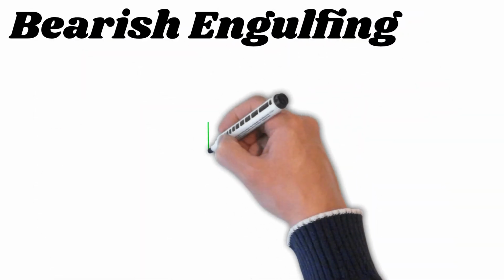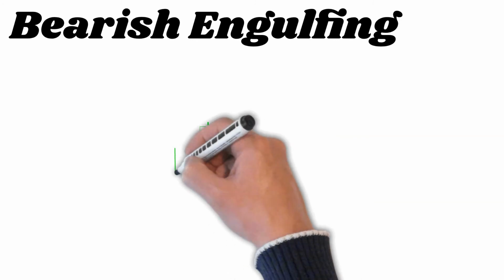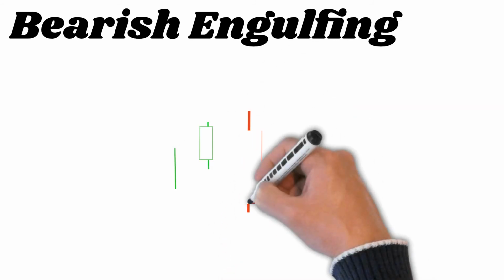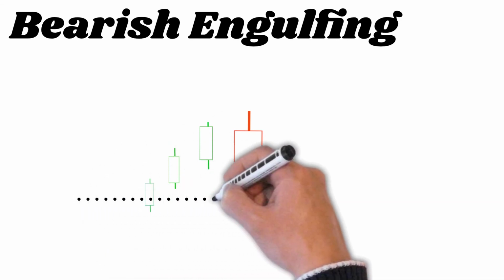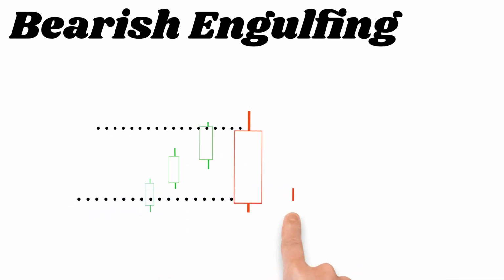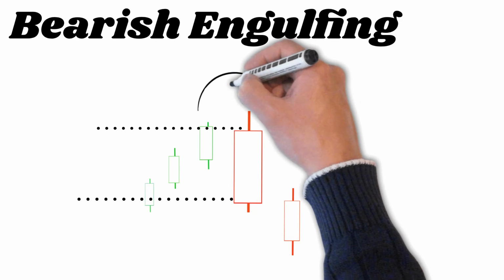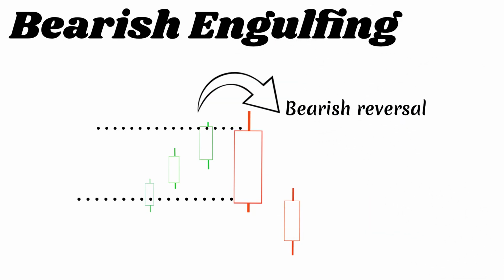Bearish engulfing. This pattern is the opposite of bullish engulfing. It is when a green candle is completely engulfed by the following red candle. This is a sell signal, because it usually means the sellers have overpowered the buyers, and the market is experiencing a bearish reversal.